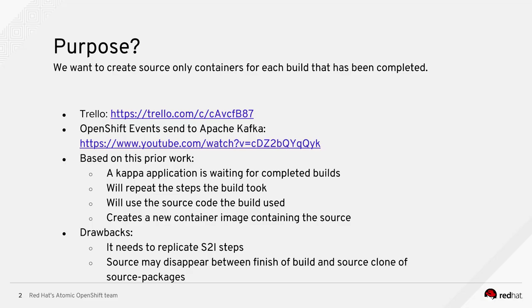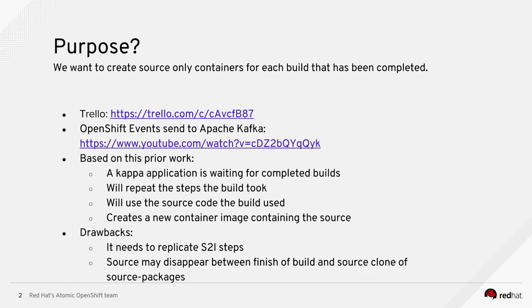So again, based on the work I've done before, based on OpenShift events and Kubernetes events sent over to Apache Kafka, I would like to implement something that is going to pick up all the source code that has been used in a build and put that source code into a separate container. That container shall be called a source container.